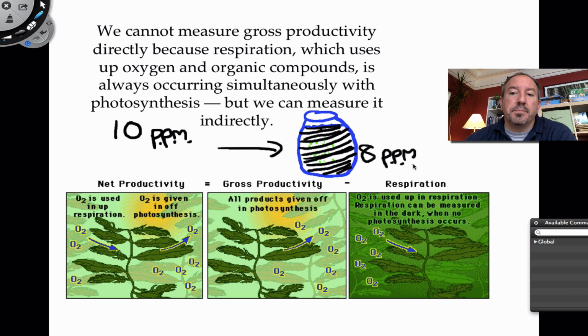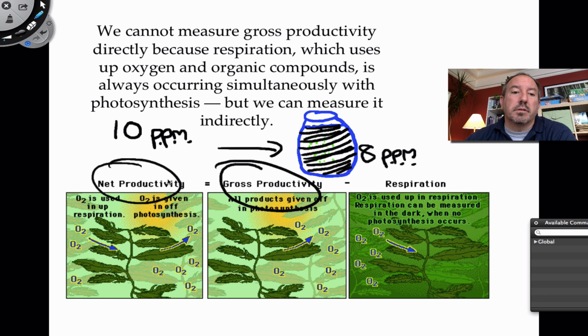And so, interesting. The plants are respiring. So how much did they respire in 1 day? That would be 2 parts per million. So if the respiration is 2 parts per million, and you originally measured 10, that probably means that the gross primary productivity is in fact 12. So it was making 12, using 2, therefore 10 is available, and that's the net.